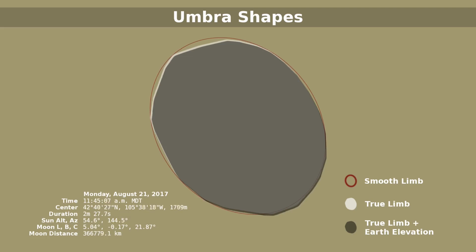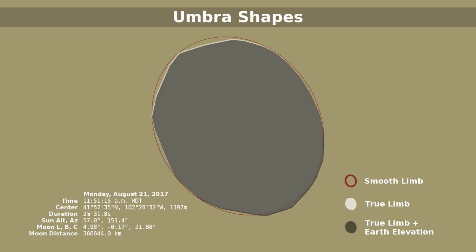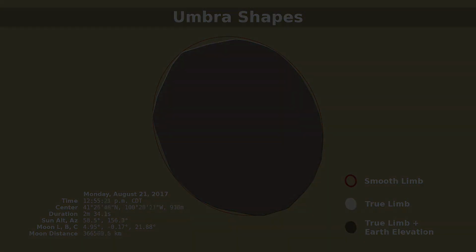Finally, the gray area that appears within the smooth limb represents how the moon's shadow is cast upon the Earth's surface when all of these factors are taken into consideration.